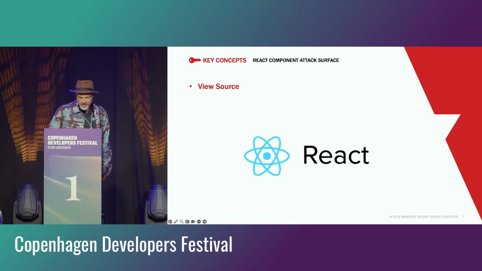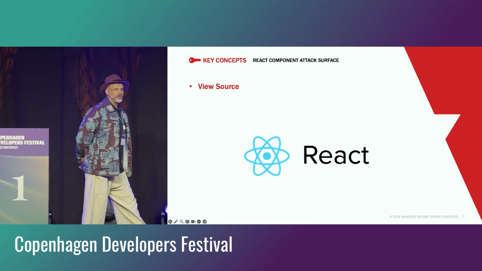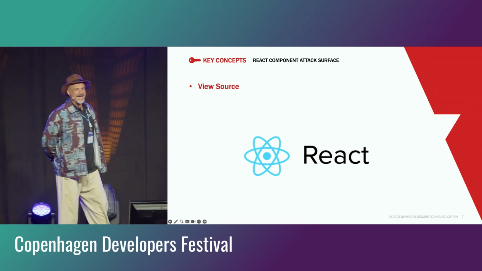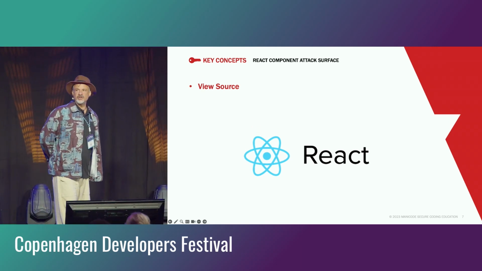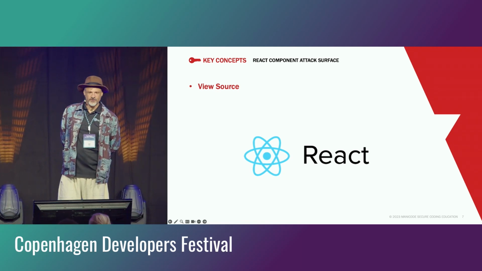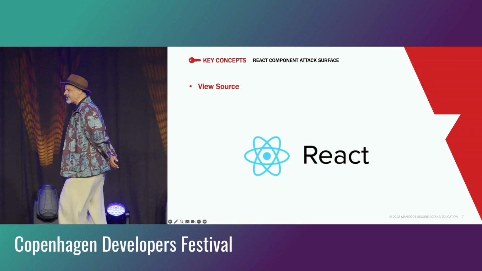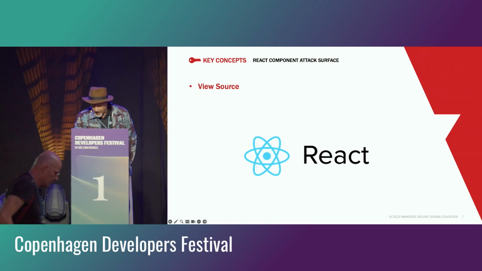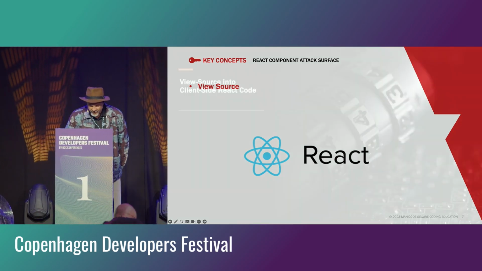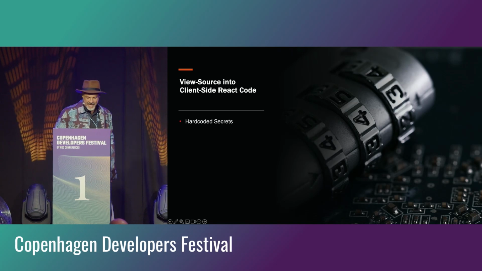So here's the biggest attack against React. View source. What should I never see in your client-side React code? This is the first question to start with. What should I never see in your client-side React code? There's a lot of things. Number one, I should never see any kind of hard-coded secrets like API keys.